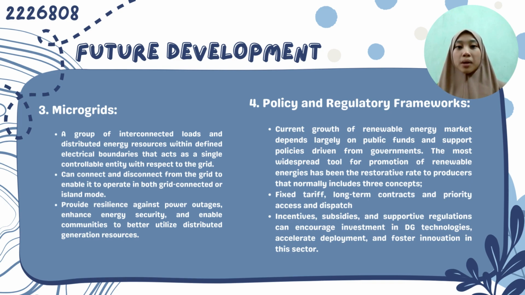This ensures that renewable energy producers can sell their electricity to the grid without facing constraints or discrimination, thus promoting the integration into the energy market. These three concepts work together to provide a supportive framework for renewable energy integration into the electricity grid. Other incentives, subsidies, and supportive regulations from government can also encourage investment in DG technologies, accelerate deployment, and foster innovation in the sector.